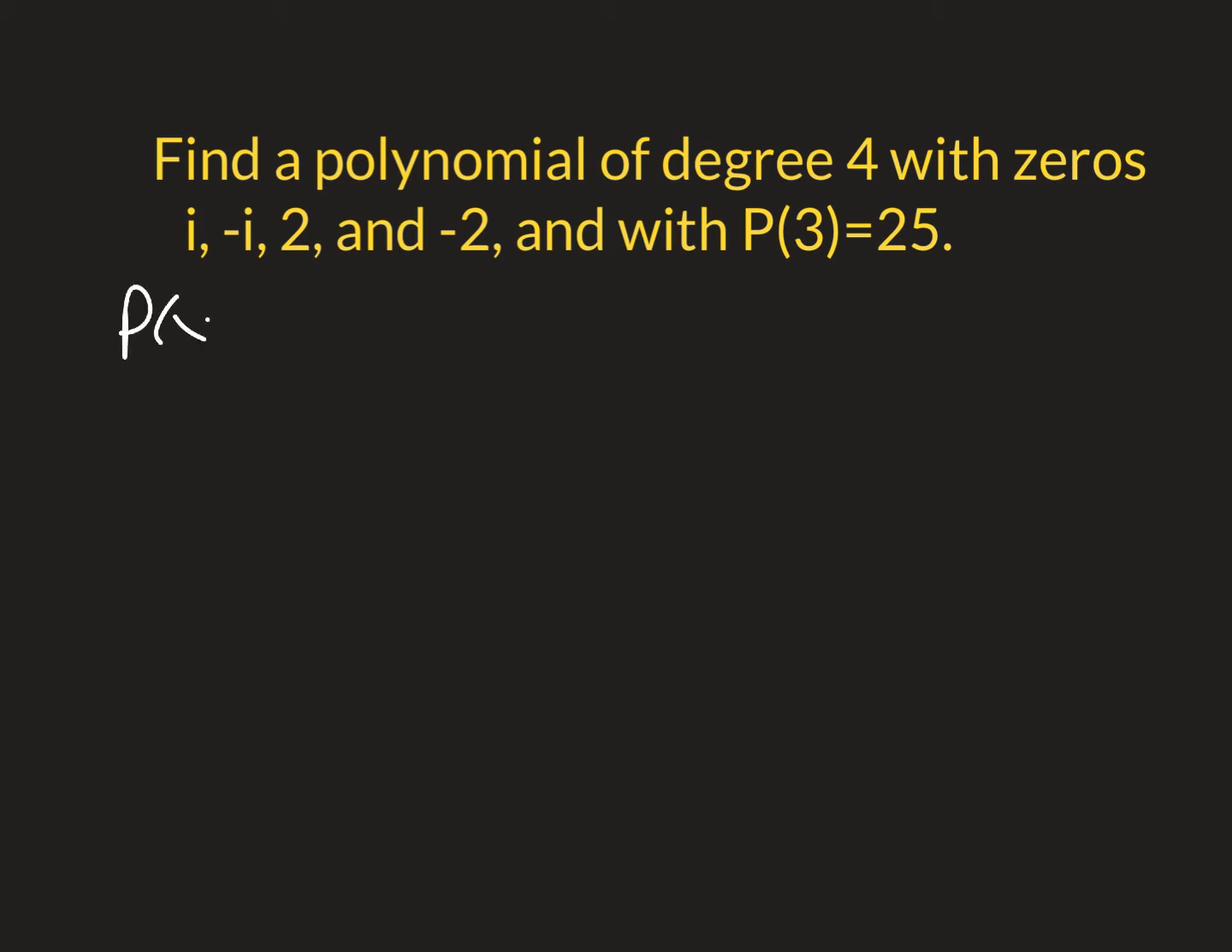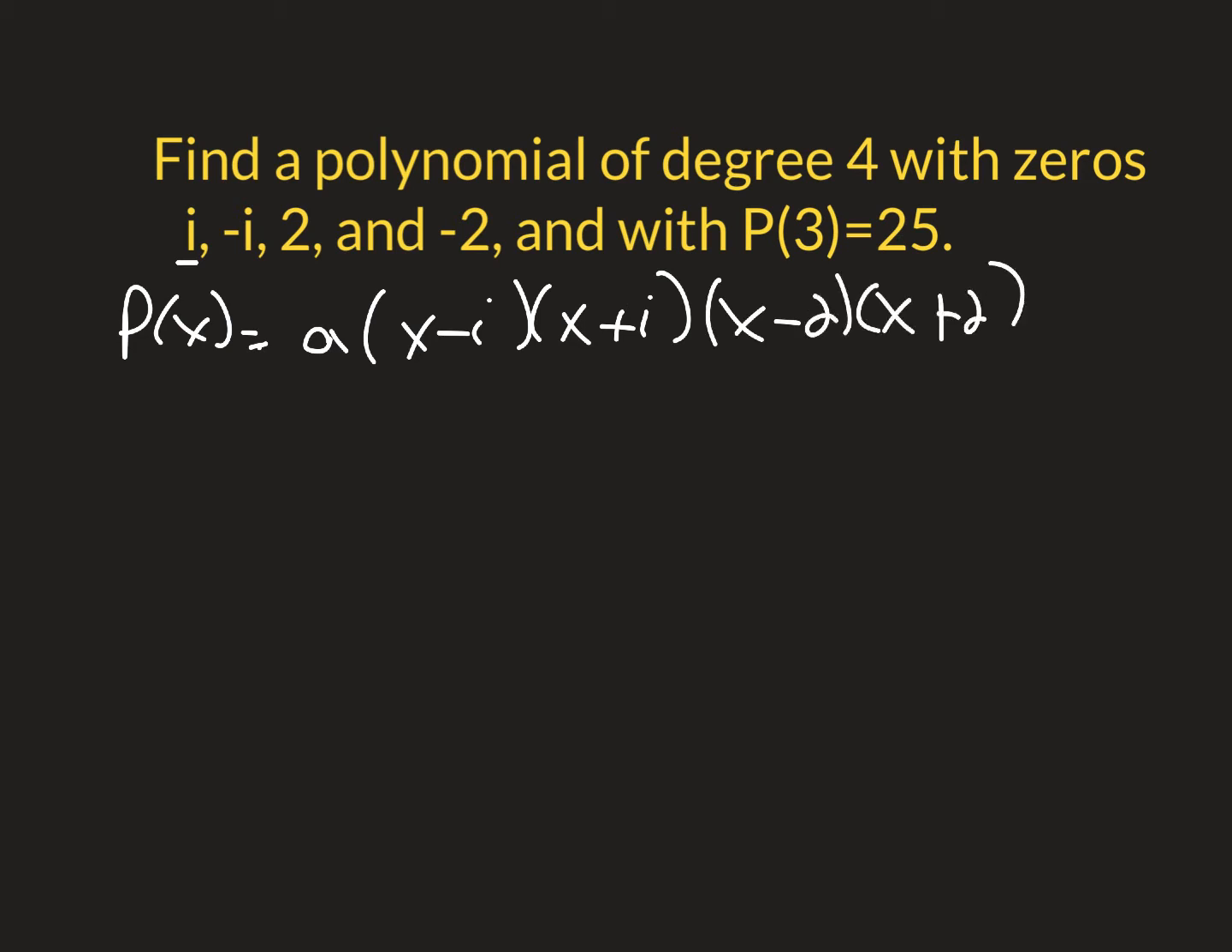P of x is going to be, I'm going to put an a in the front because I don't know what the coefficient is yet, but the zero i came from x minus i, the negative i came from x plus i, the positive 2 came from x minus 2, and the negative 2 came from x plus 2. Okay, so the bad news is you have to multiply all that out. By the way, these first two are conjugates and the second two are conjugates. Remember, with conjugates, you can just do FOIL.